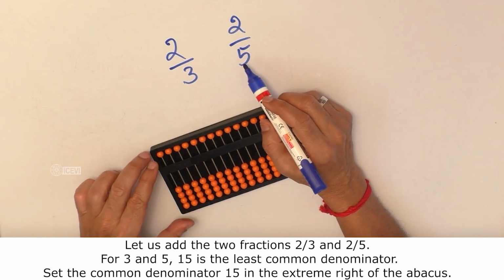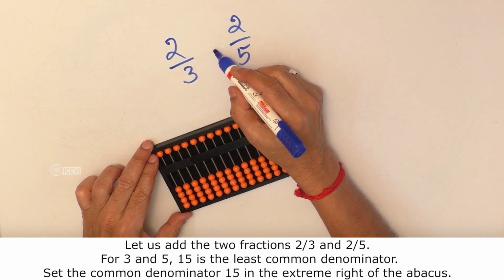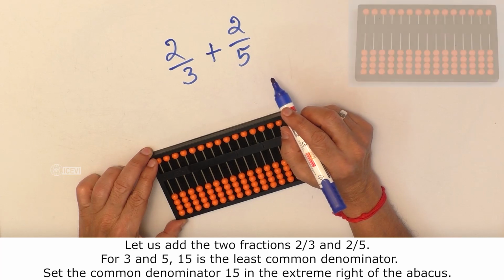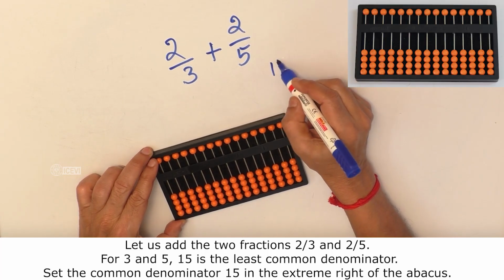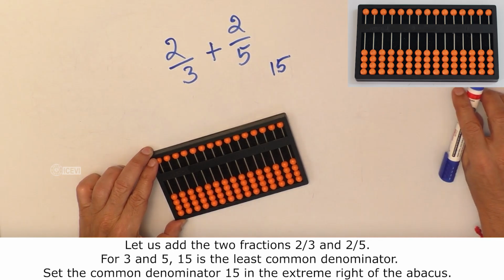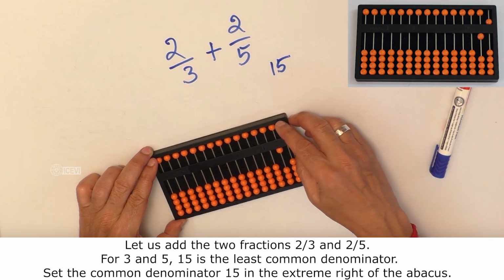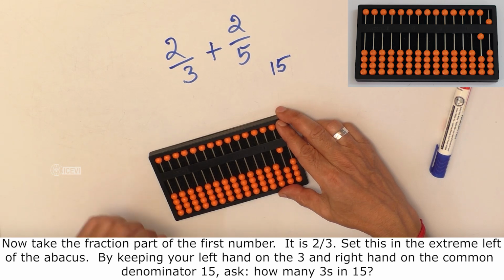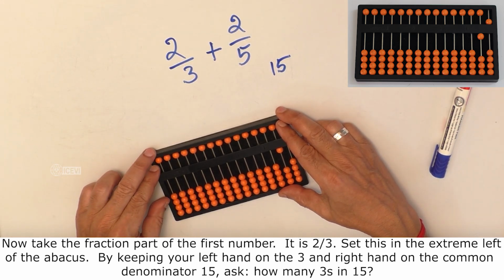Let us add the two fractions 2 by 3 and 2 by 5. For 3 and 5, 15 is the common denominator. Now set the common denominator 15 in the extreme right of the abacus. Take the fraction part of the first number. It is 2 by 3. Set this in the extreme left of the abacus.